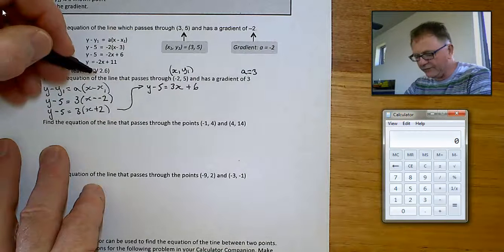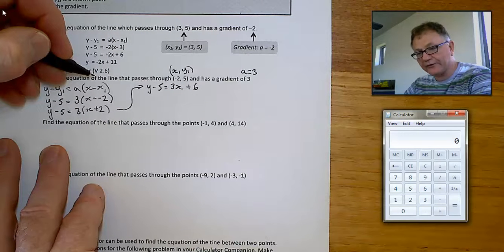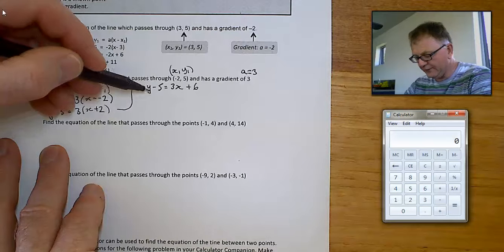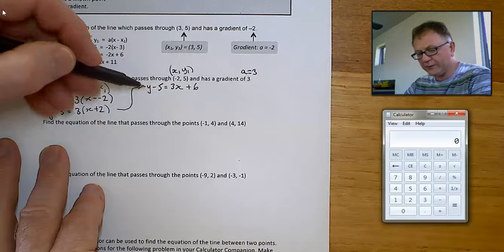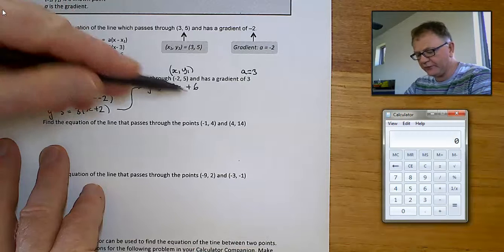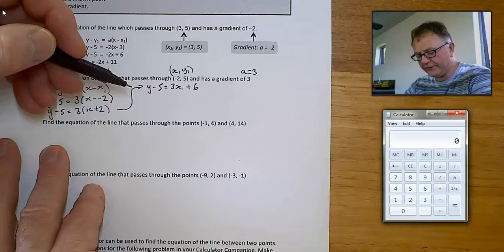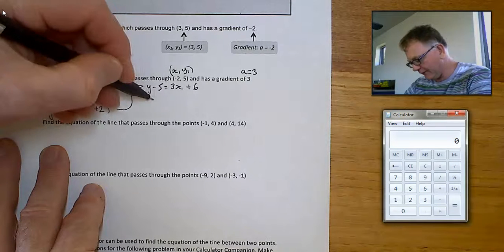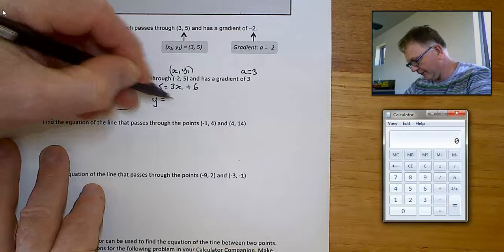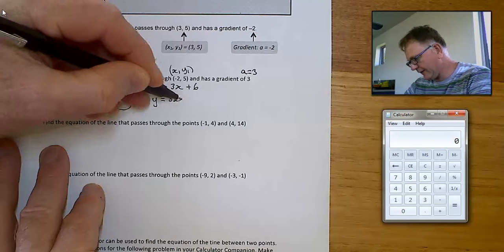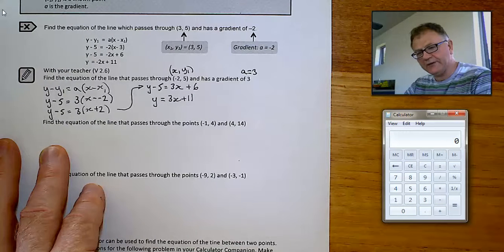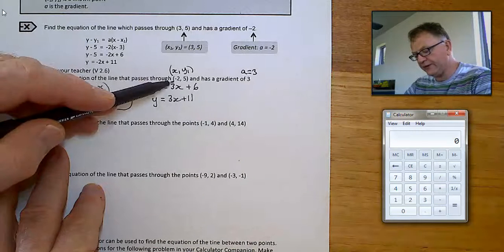Now I'm nearly there. Remember what I'm trying to do? I'm trying to find its equation in the form y equals ax plus b. Well, it's nearly there. I've just got this 5 here. I can fix that by adding 5 to this side of the equation. I've also got to add 5 to the other side of the equation. So get rid of that 5 by adding 5 to both sides. y equals 3x plus 11. And there's the equation of the line, which goes through this point, and it's got a gradient of 3.